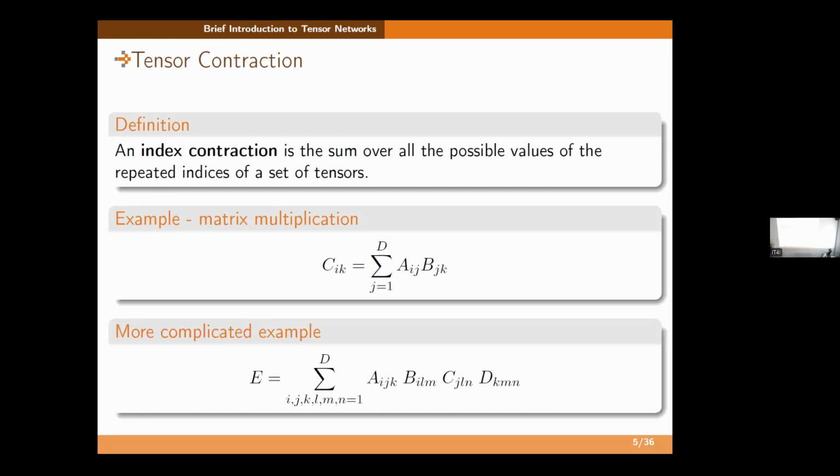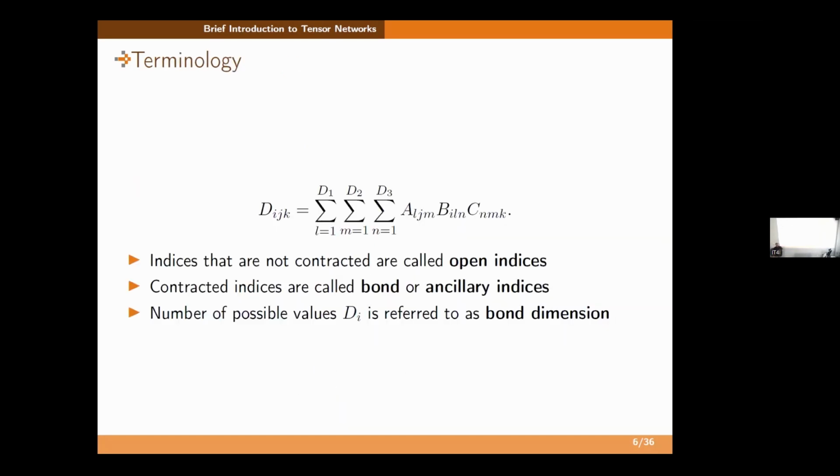And of course, we can have much more complicated examples. As we can see, we have several third-order tensors that we are contracting by all of their indices, and at the end, we have just some number. Okay, but this notation is quite hard. Some terminology: here is some other example. Indices that are not contracted, that is, indices that are left, are called open indices. The contracted indices are often called bond indices.